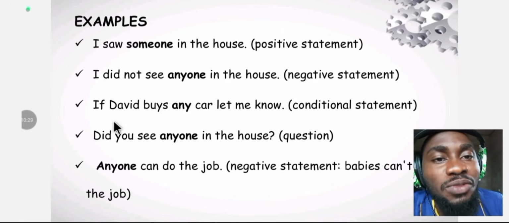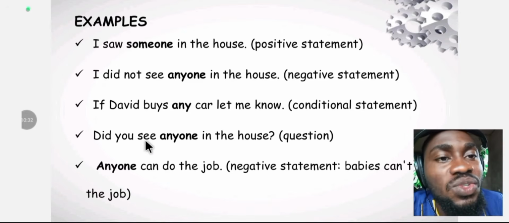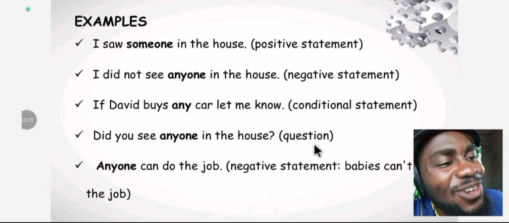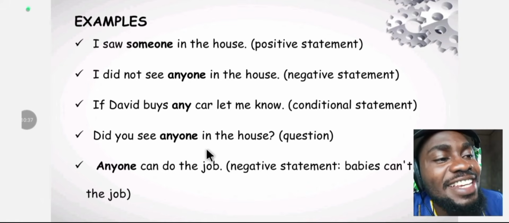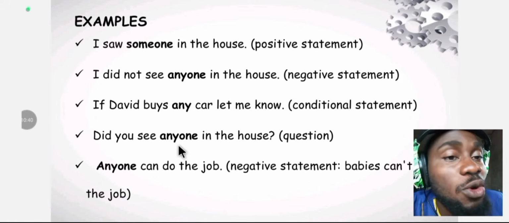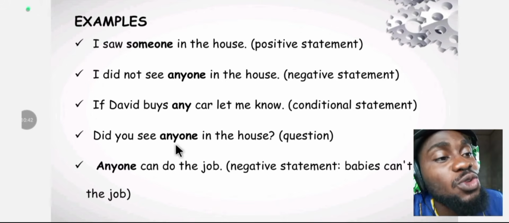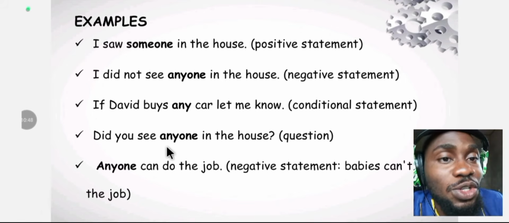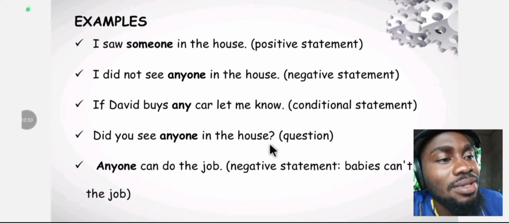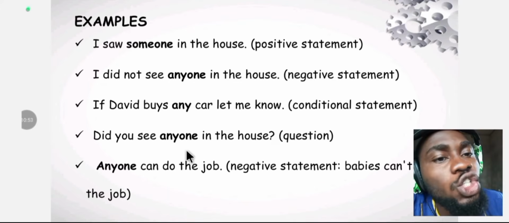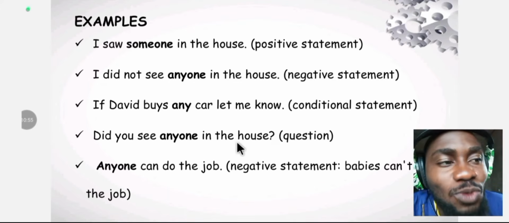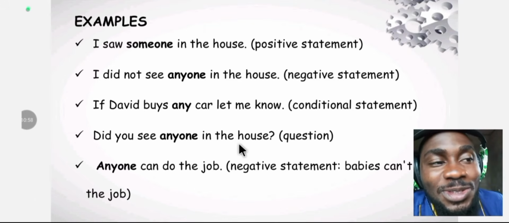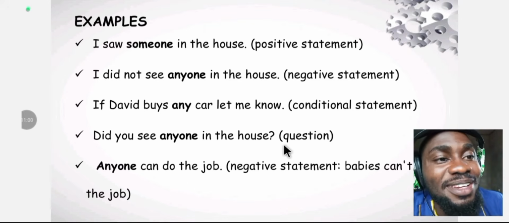Moving over to the next example we have here, it says, did you see anyone in the house? It's a question. Remember, we use any and its forms of the indefinite pronoun to express not only negative statements and conditional statements, but also to ask questions. Did you see anyone in the house? Correct. But when you say, did you see someone in the house? It becomes wrong because we don't use some and its forms to ask questions. We only use any and its forms to ask questions.